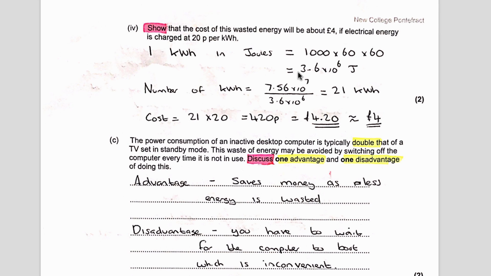Now we're told in the question that electrical energy is charged at 20 pence per kilowatt hour. In other words, every kilowatt hour worth of energy costs 20p. We've used 21 kilowatt hours altogether in this year, so the cost will be 21 kilowatt hours times 20 pence. So basically it gives us 420 pence, which is £4.20, which is approximately the £4 that we're looking for. In terms of the 2 marks, getting the 21 kilowatt hours is 1 mark, and then showing that the cost is £4.20 is your 2nd mark.